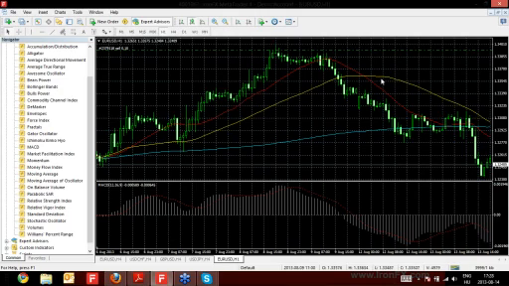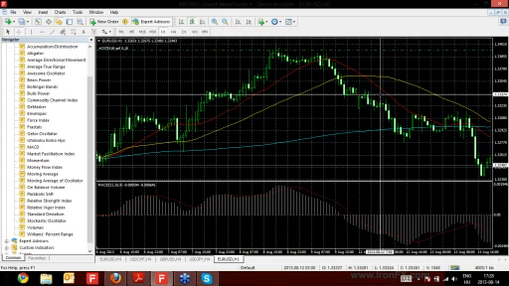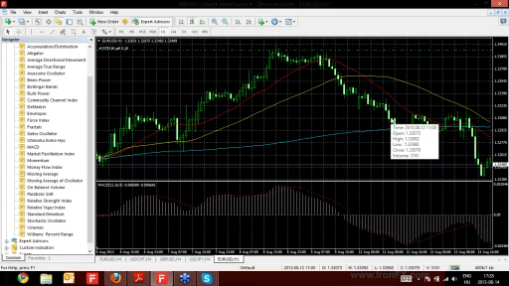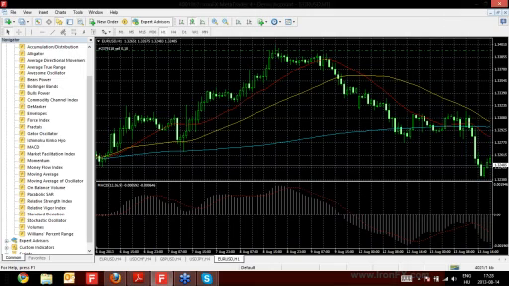One of the most well-known crosses is actually called the death cross, and death crosses are the ones where the 50 moving average crosses below the 200 moving average. If the 50 moving average goes below the 200, it's a bearish signal. This is the most well-known signal that you will find from the moving average overall.